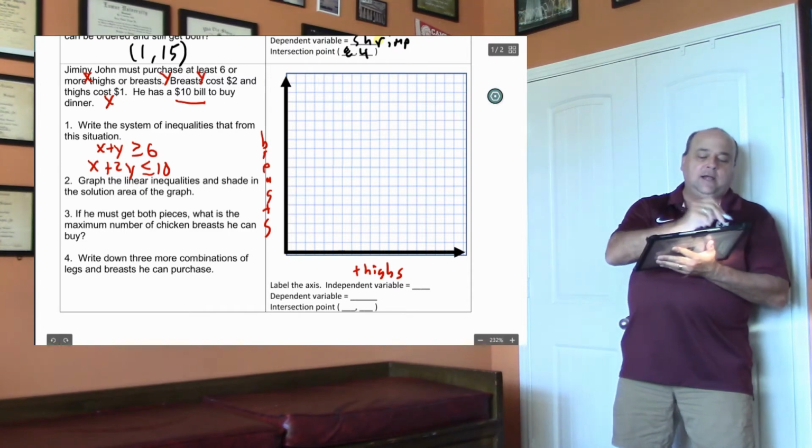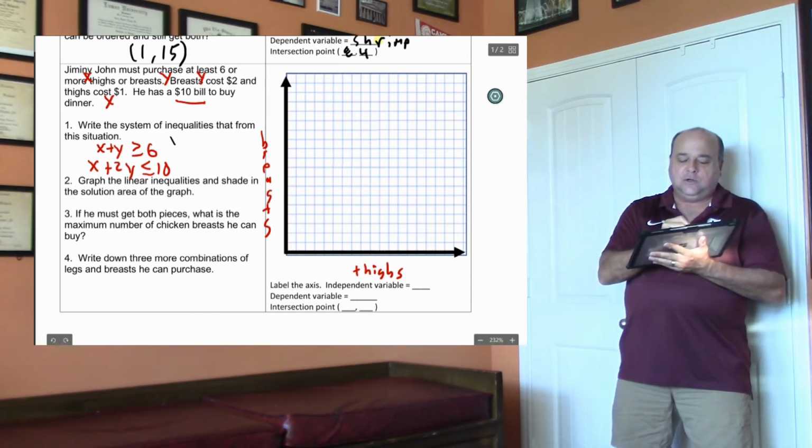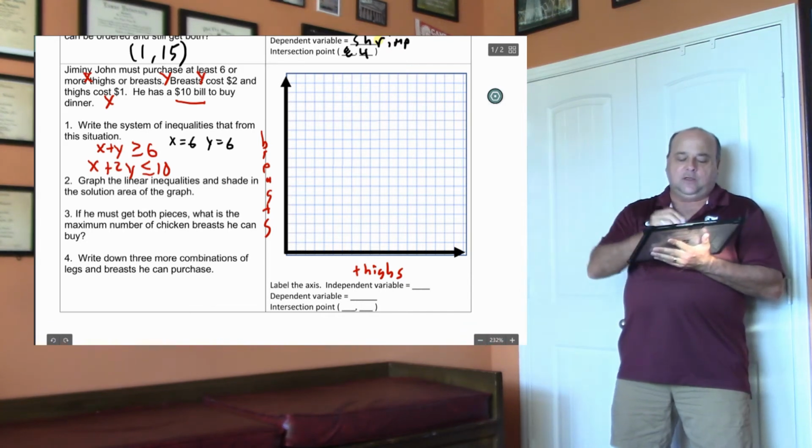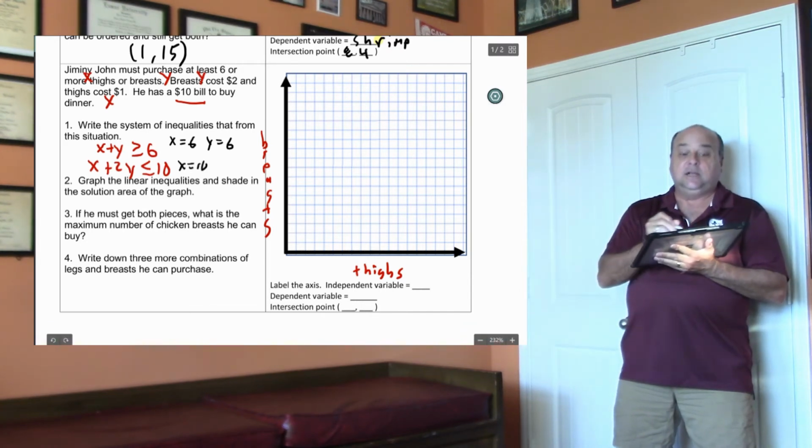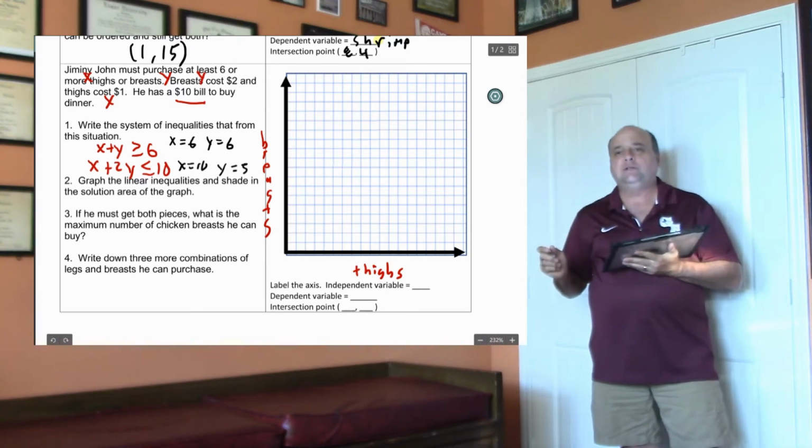Now then, to the right, write down your X and Y intercepts. So on this one, X is equal to 6 and Y is equal to 6. And on the other one, X will be 10 divided by 1, and Y is 10 divided by 2, which is 5, isn't it?